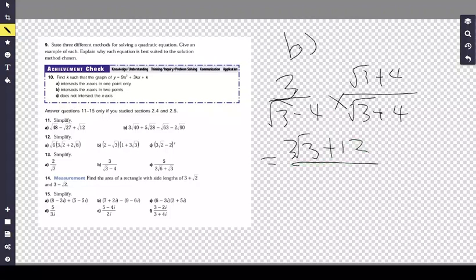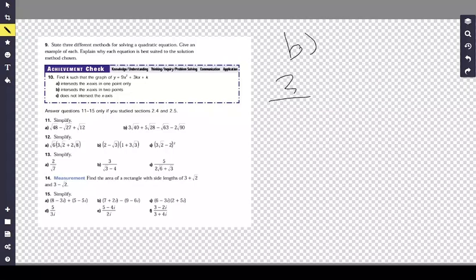And on the bottom, we're going to have root 3 squared, which is 3, and minus 16. It's going to give us a negative number, negative 13. And since on the bottom and the top there's no common factor available, that is our final step, most simplified form.